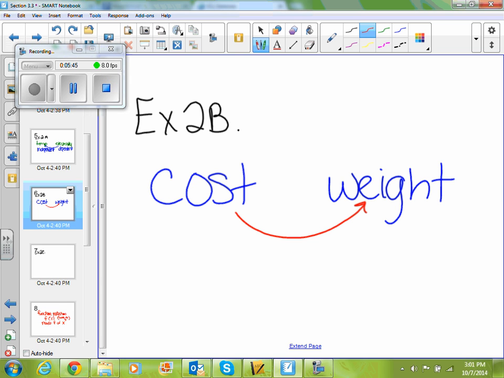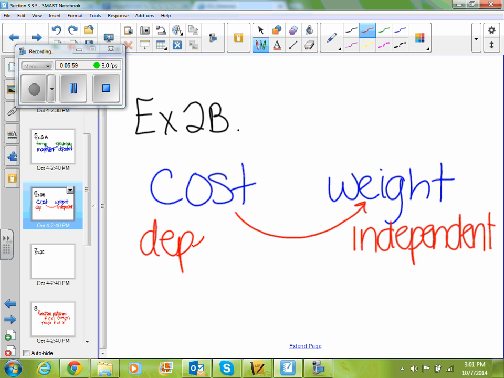So your weight is your independent, because you can have a package that weighs anywhere from like 0 pounds to like 1,000,000 pounds, right? Depending on your package. But the cost of mailing it depends on how much it weighs. So if you want to spend less money, then you have a lighter package. Okay, that makes sense?